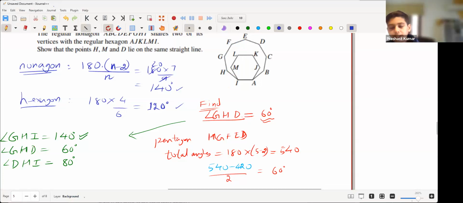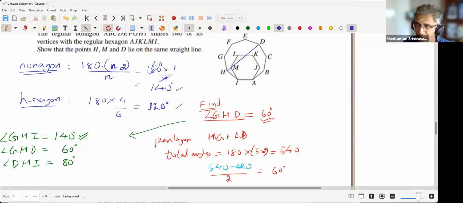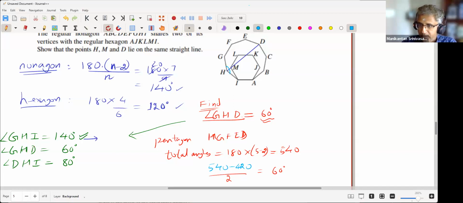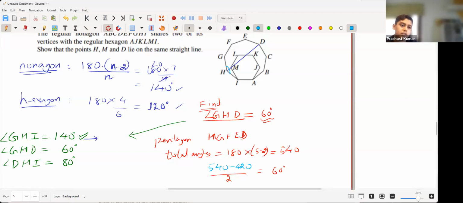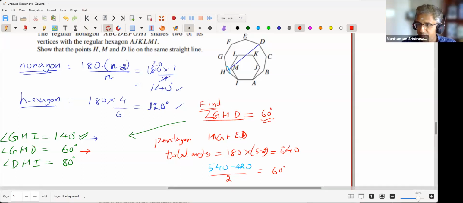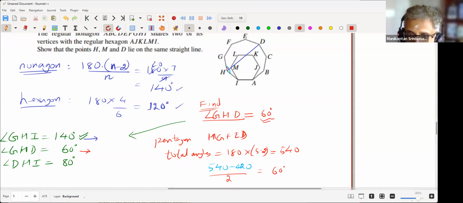Okay, I'm just connecting H and D. Now it happens to be passing through M, but that's what we have to prove. We have not proved it. For now, even M does not exist because the hexagon is not even there in your eyes. Do you agree that the angle at H, which is GHI, is 140? Each angle in a nonagon is 140, and so is GHI. Agree? I agree. And now Sukrit just proved that GHD is 60 degrees. We were there for that proof as well. So he proved that this part was 60.